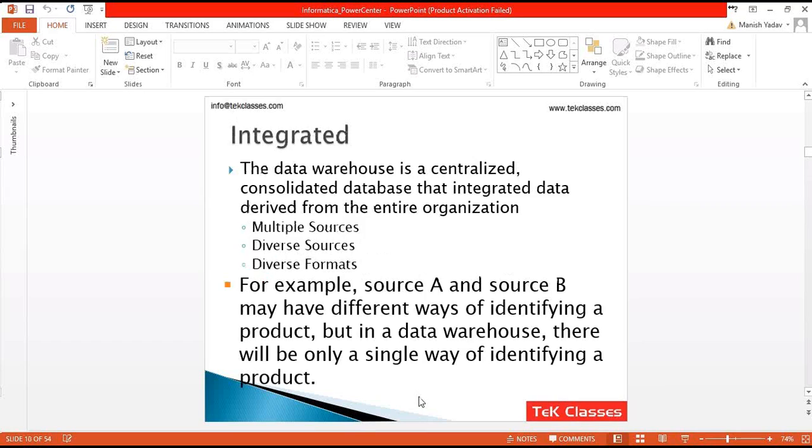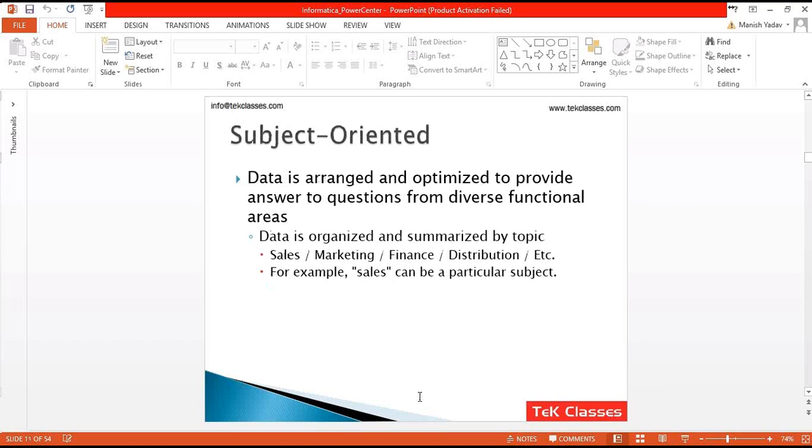Then subject oriented. Data is arranged and optimized to provide answers to questions from diverse functional areas. Data is organized and summarized by topic. So we have sales, marketing, finance, distribution, etc. Sales is a particular subject. Likewise, marketing, finance, distribution, and other departments.